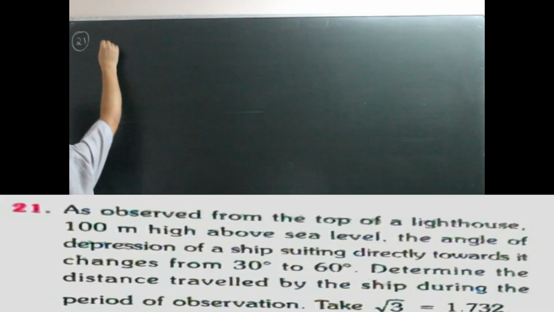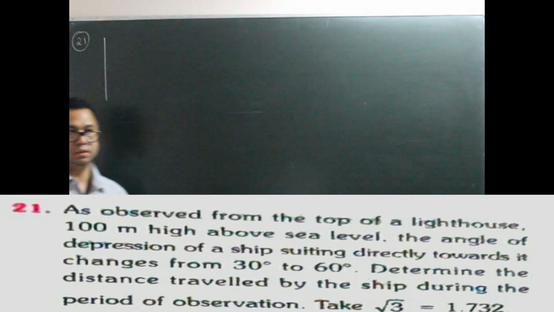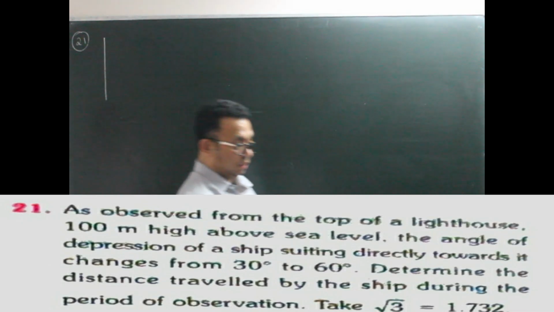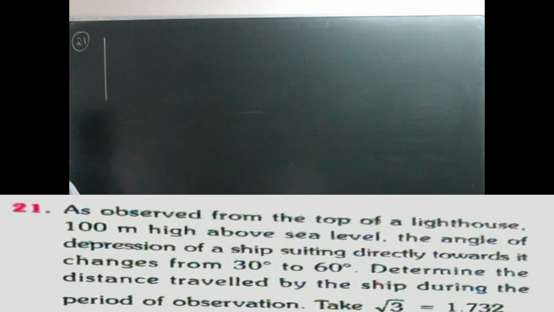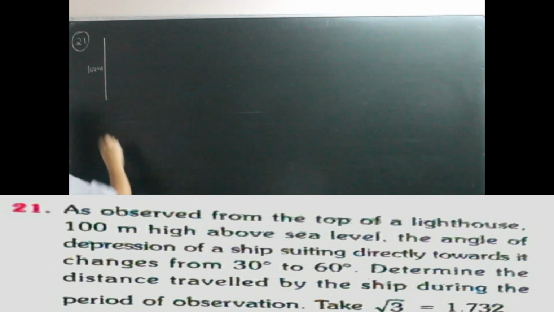As observed from the top of a lighthouse. Okay, there it is, somebody there on the top of the lighthouse. So this is the lighthouse. You might have seen the picture of the lighthouse somewhere in the middle of the sea, in the sea coast, a lighthouse to give direction to the ship. So somebody there on the top of the lighthouse, and this lighthouse they are saying is 100 meter, very tall, 100 meter high, above sea level.